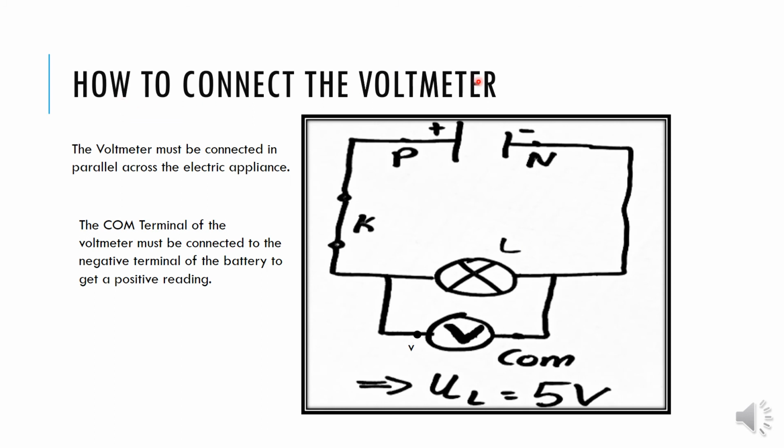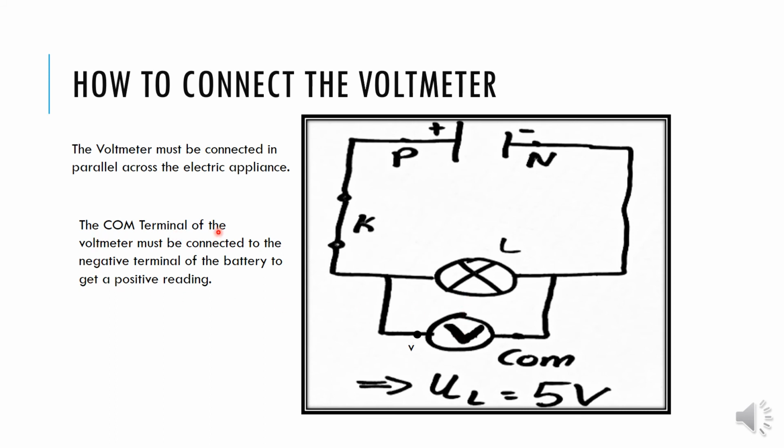So how do we connect the voltmeter? The voltmeter must be connected in parallel across the electric appliance. So here I'm measuring the voltage across the lamp. So I have to connect the voltmeter in parallel across the lamp. So here we connect it in parallel.